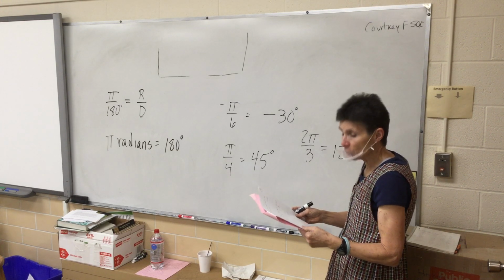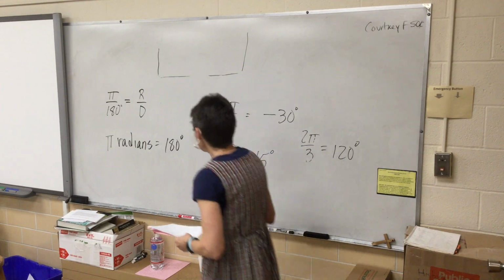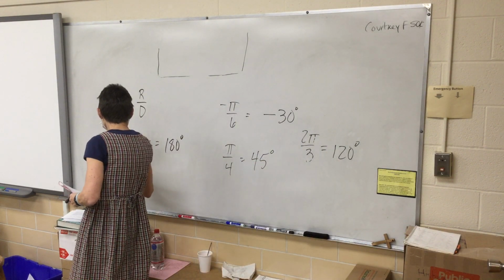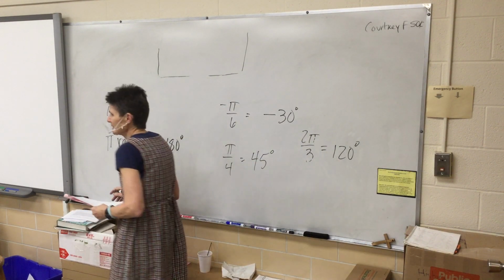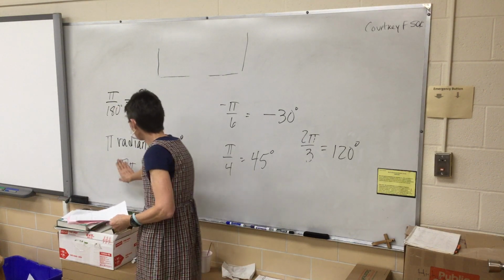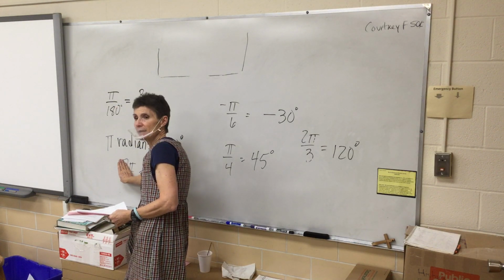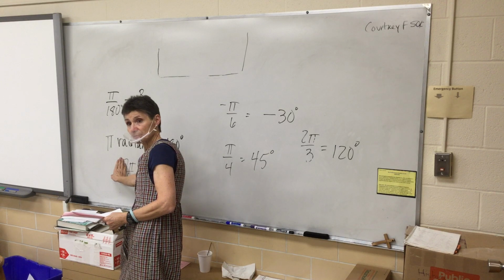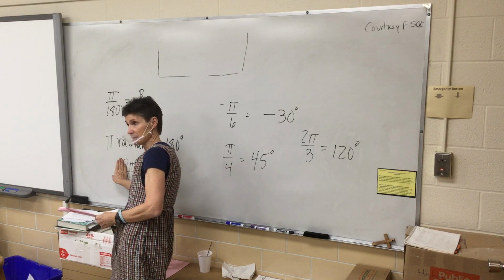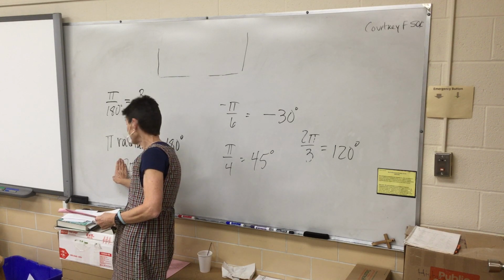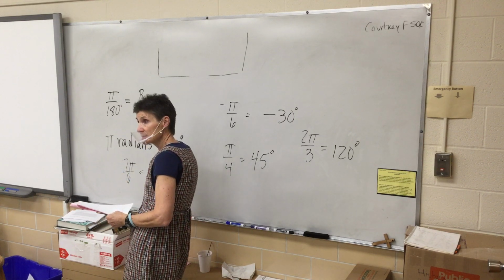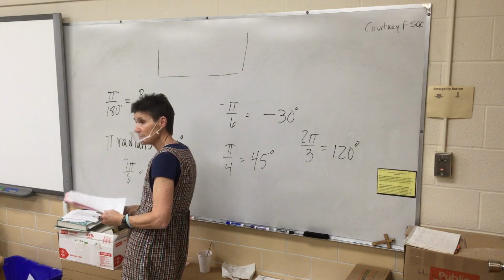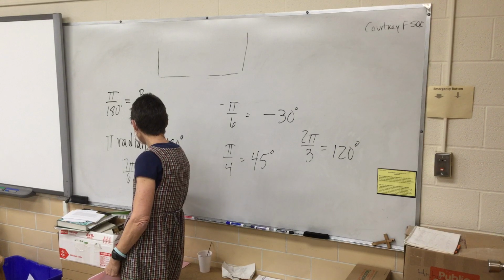Let's see, what's left? Oh, D. 7 pi over 6. This is where I like to divide first. So I'm going to take my 180 and I'm going to divide by 6. So what's 180 divided by 6? 30. But then I have to take it times 7. What's 30 times 7? 210 degrees, yeah.